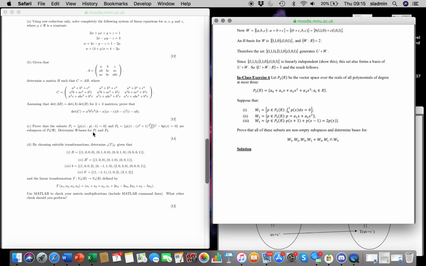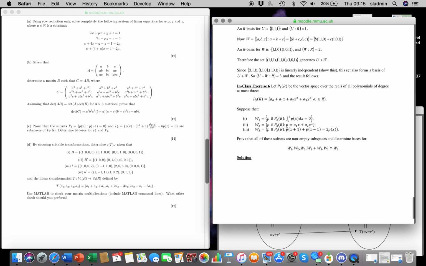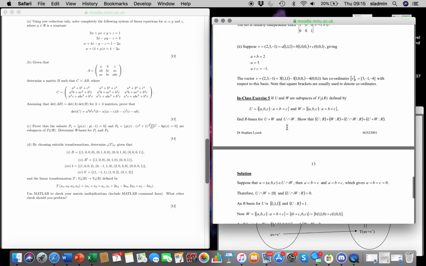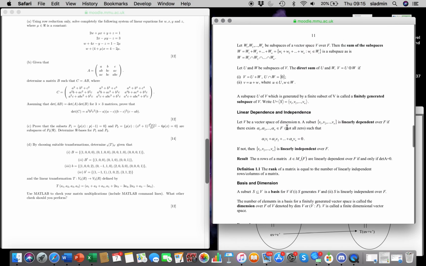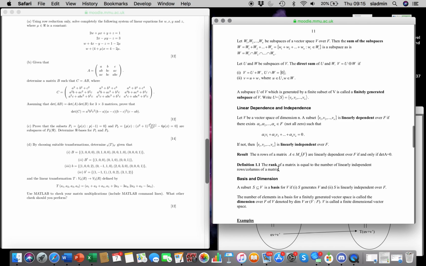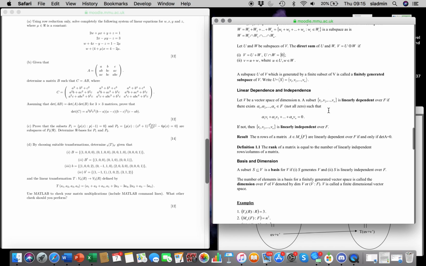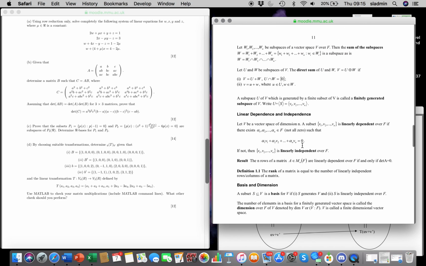Then we need to determine bases for P1 and P2, and again I found bases for W1, W2, W3 in these examples. Well, I think I did W1 and W2 in the lectures, and I think Saeed will do W3 in the examples class. And then there are other examples in the notes of bases and linear independence, and basis is defined here.